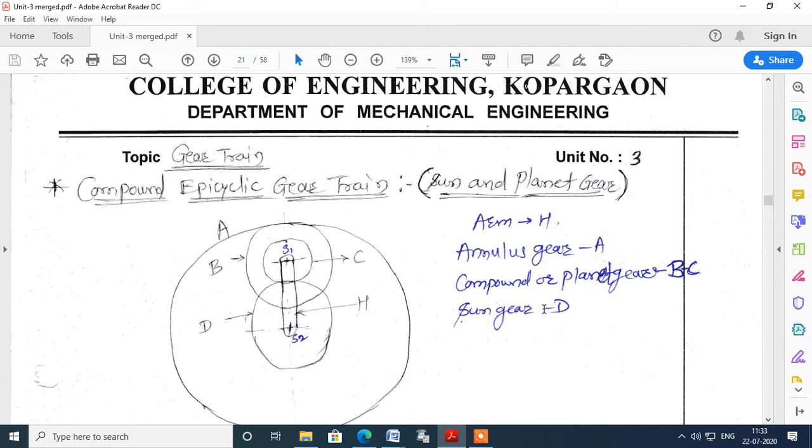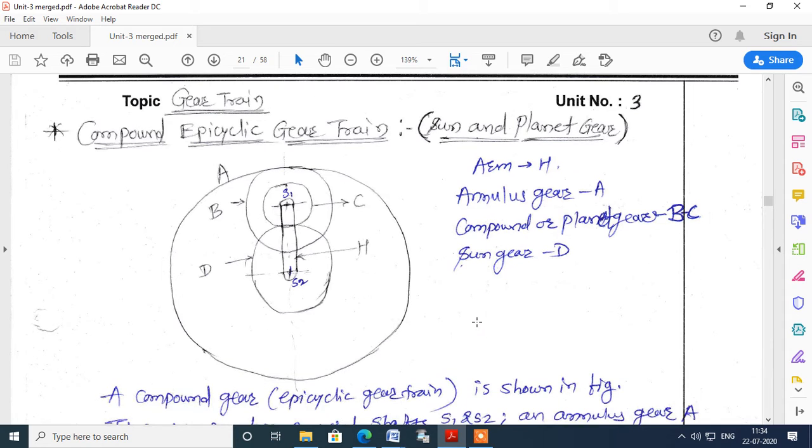So welcome back for the next module of Theory of Machines 2, unit number 3, that is gear train. Now last class we have seen the numericals on epicyclic gear train. One numerical we have solved by using tabular method and algebraic method. Now in this class we have to see compound epicyclic gear train. It is also known as sun and planet gear train.